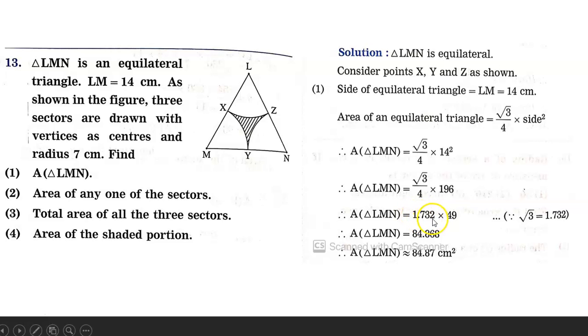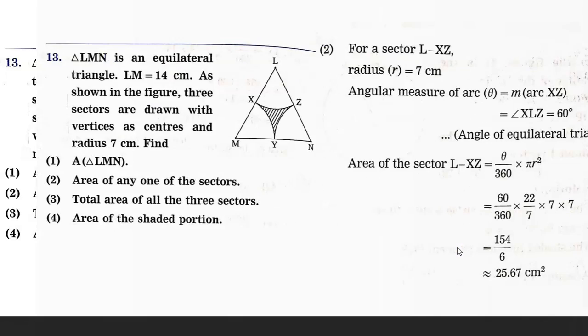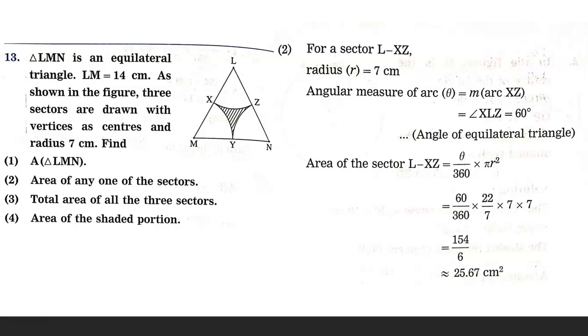So 1.732 upon 4 into 196. So 1.732 into 49. The answer, when I round it off, is 84.87 centimeters square. So my first part is done. Let's move to the second. Area of sector LXZ. This radius is given to me as 7.